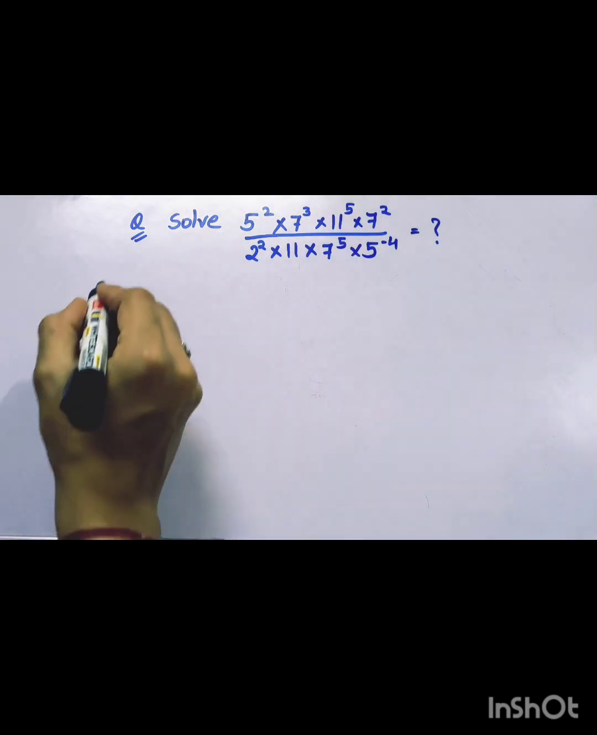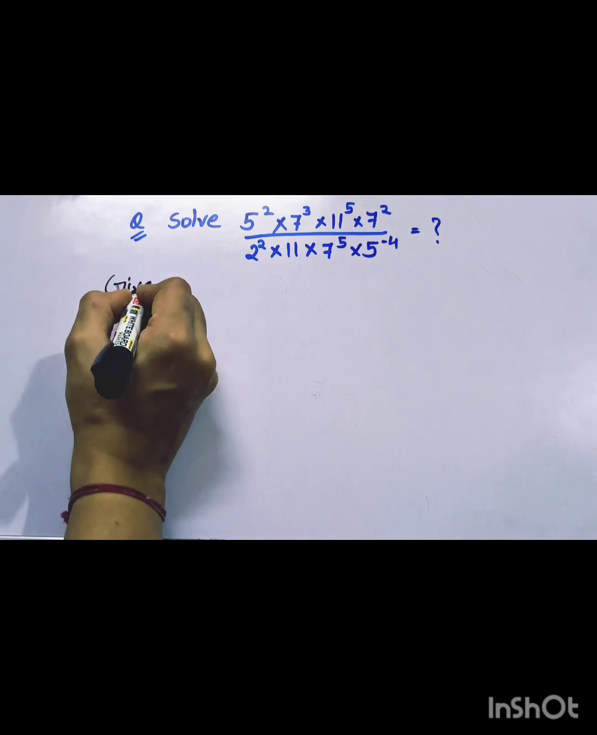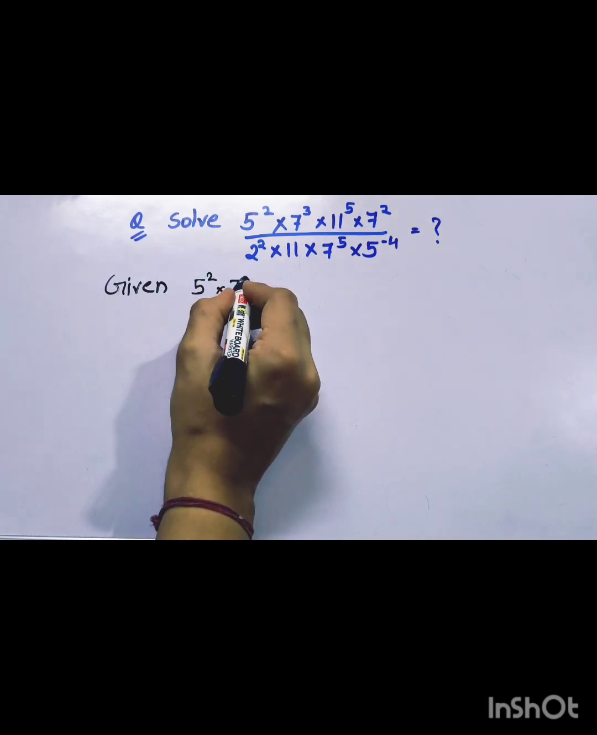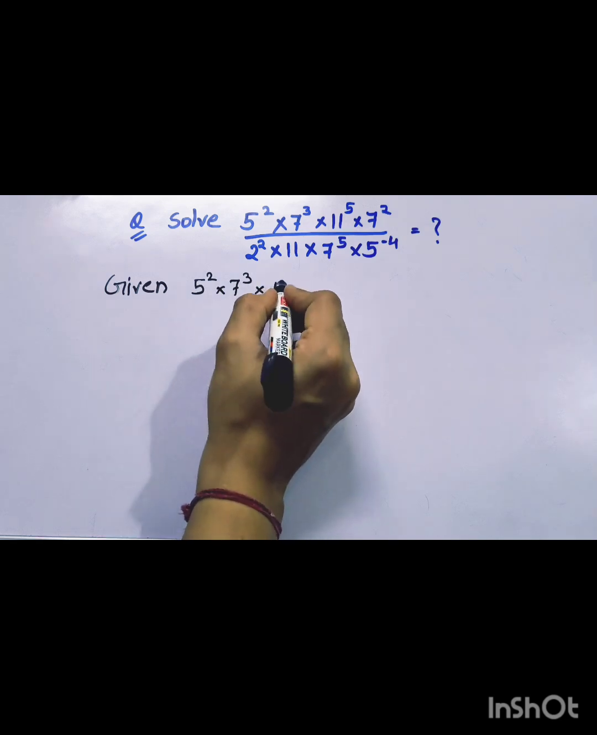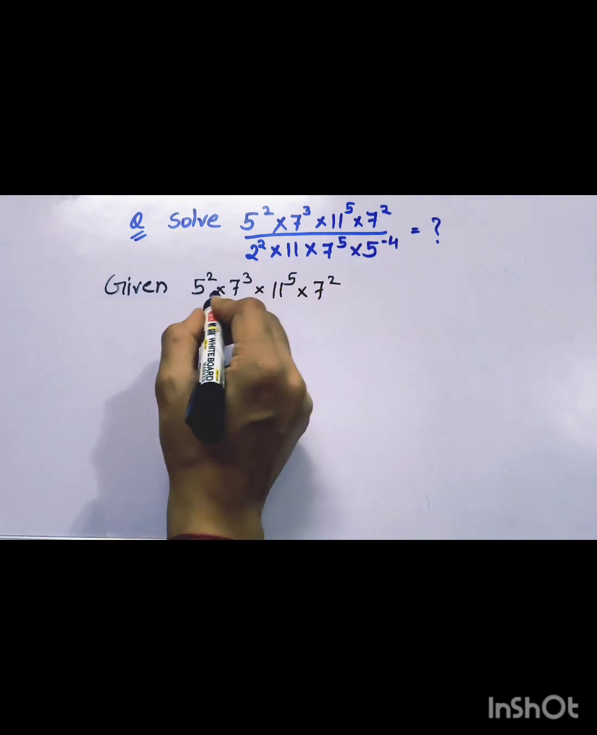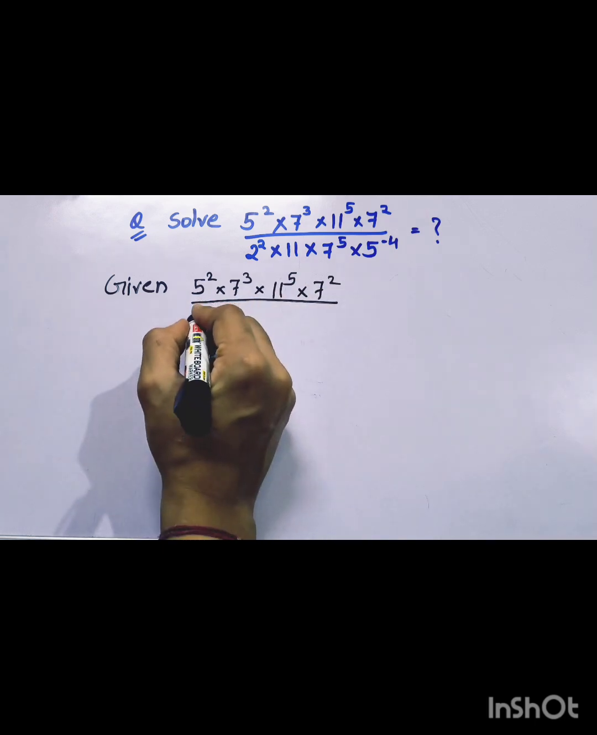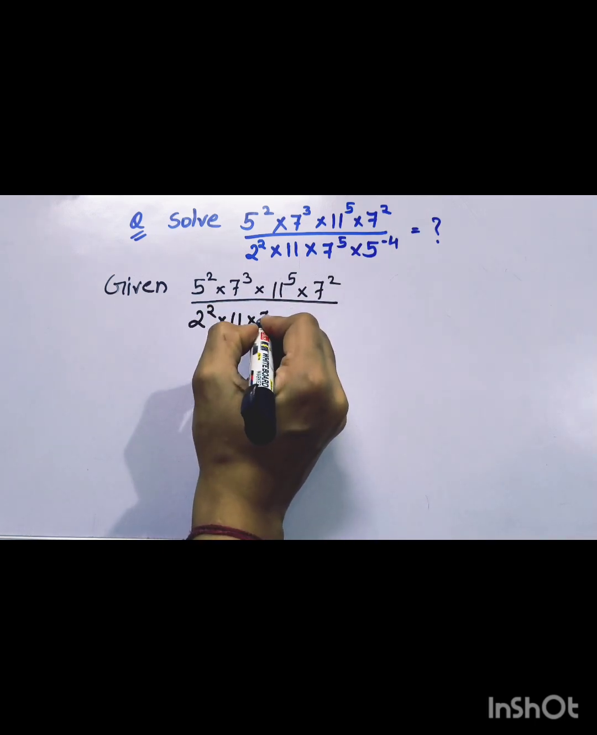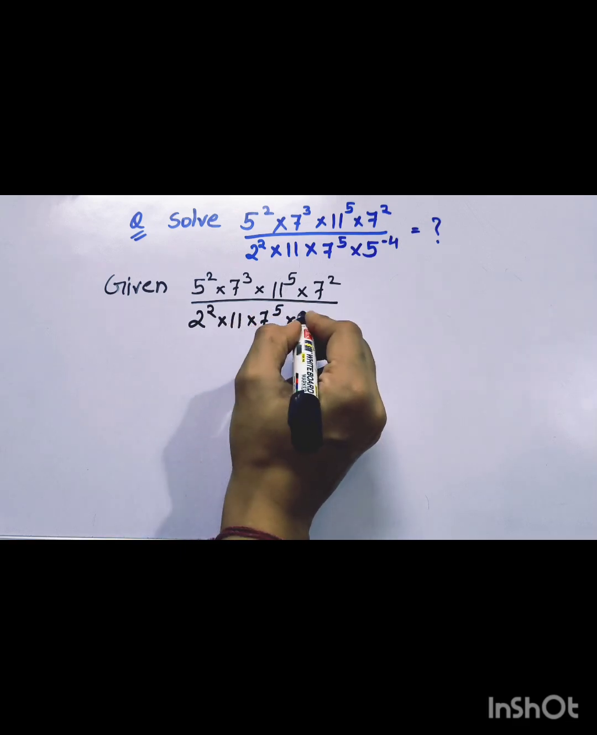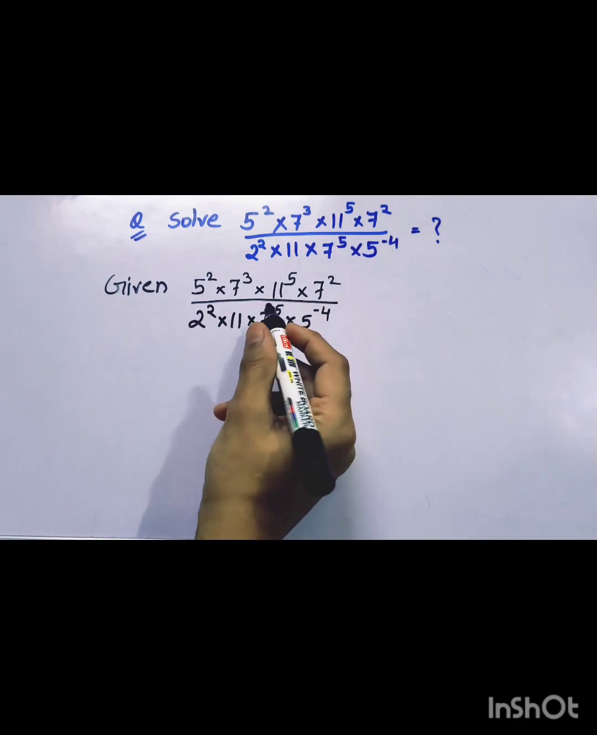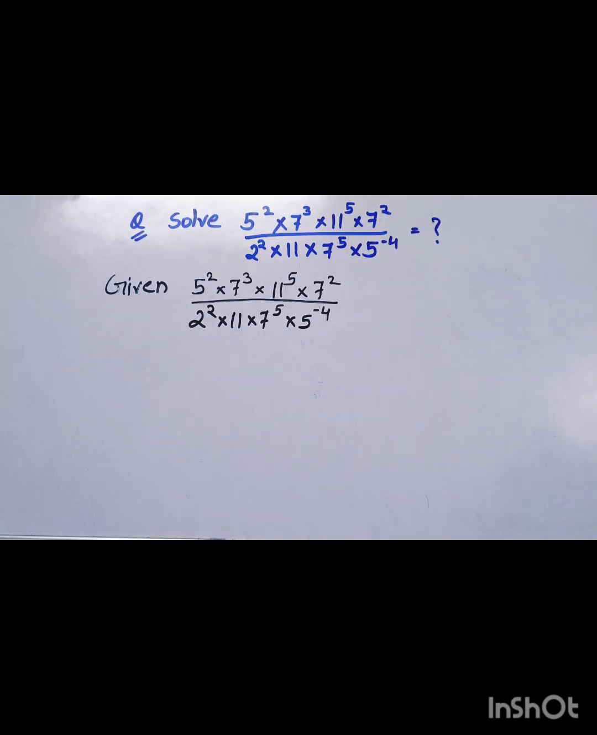So we have given 5 to the power 2 into 7 to the power 3 into 11 to the power 5 into 7 to the power 2, whole divided by 2 to the power 2 into 11 into 7 to the power 5 into 5 to the power minus 4. We have to solve this expression. Okay, so how do we start?